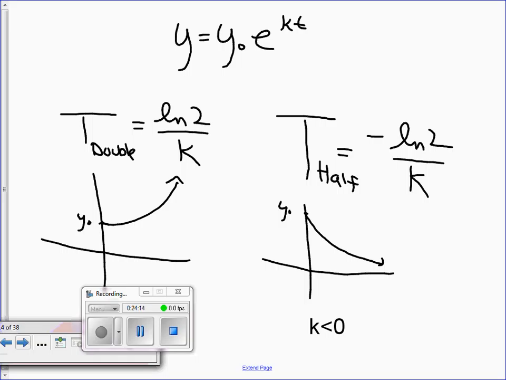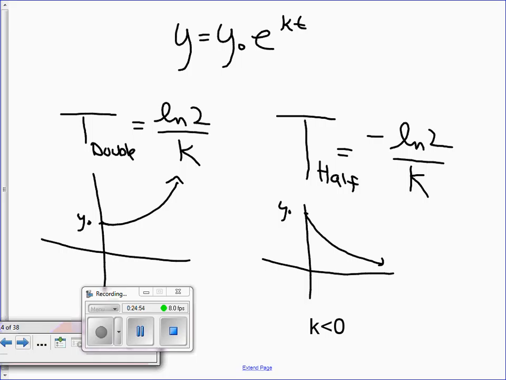Okay, but guys, here is the neatest thing. It takes the same amount of time for your money to go from $1 to $2 as it does to change from $1,000 to $2,000. When you have the law of exponential change, it doesn't matter how much you start with. It always takes the same amount of time to double. Just like with radioactive decay, when k is negative, it takes the same amount of time for 1 gram to decay to a half a gram as it does for 1,000 grams to decay to 500 grams. That's the neat thing about this. It's always proportional to the amount present.